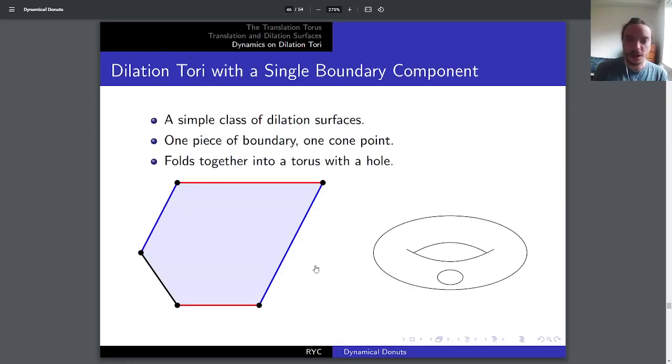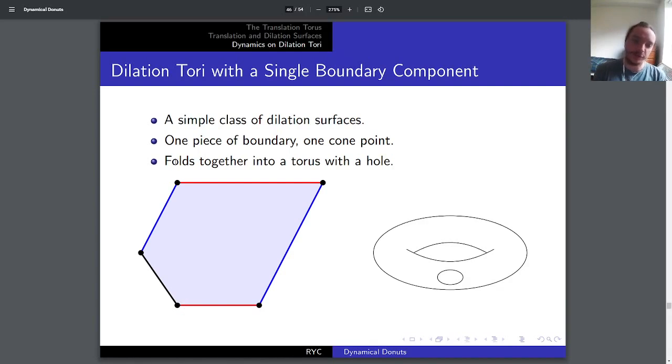Okay. So what do I mean when I say a dilation torus? So this is kind of a simple class, a simple collection of dilation surfaces. And each dilation torus has one piece of boundary. Okay. So I'll say what that means in a sec. And it means it has one cone point. So all these points are going to fold together into one point. That point is going to have angle 3 pi.